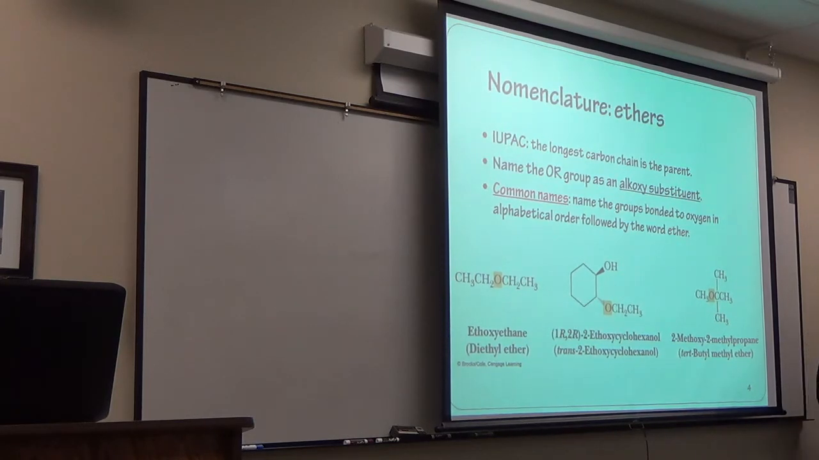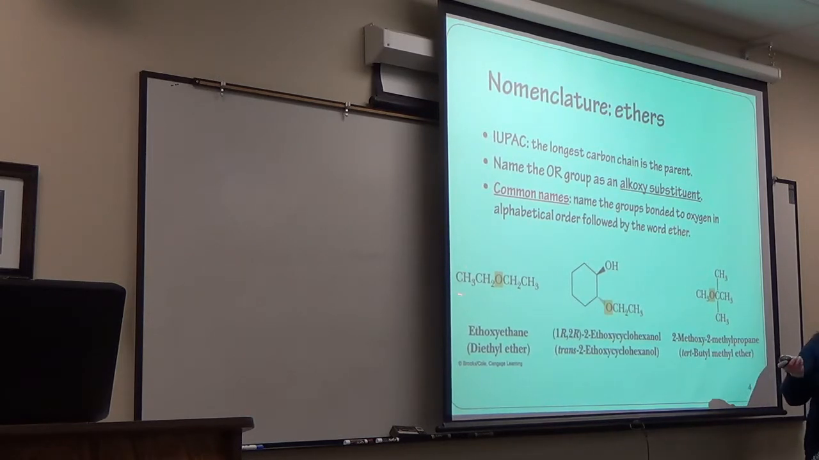The common names are accepted by IUPAC. And what we do is we name both sides. So this would be ethyl, this would be ethyl. So there are two ethyls. We say diethyl, just not to be repetitive. And then you call the oxygen ether. So diethyl ether. Does that make sense?